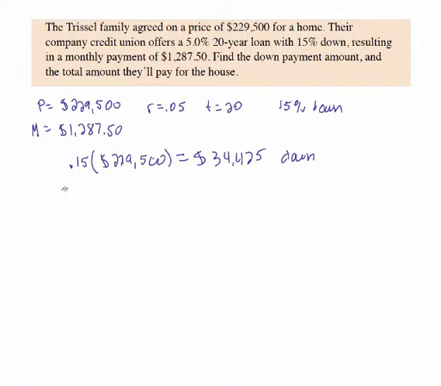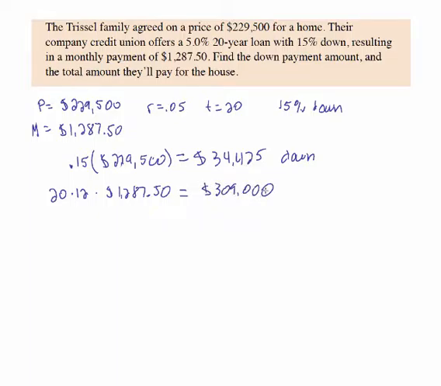Well, what we're going to do to find the total amount paid for the house is first, over 20 years, at 12 payments a year, and $1,287.50 a month, that's the total amount of the payments. 12 payments a year times 20 years times the monthly payment, and that works out to be $309,000.